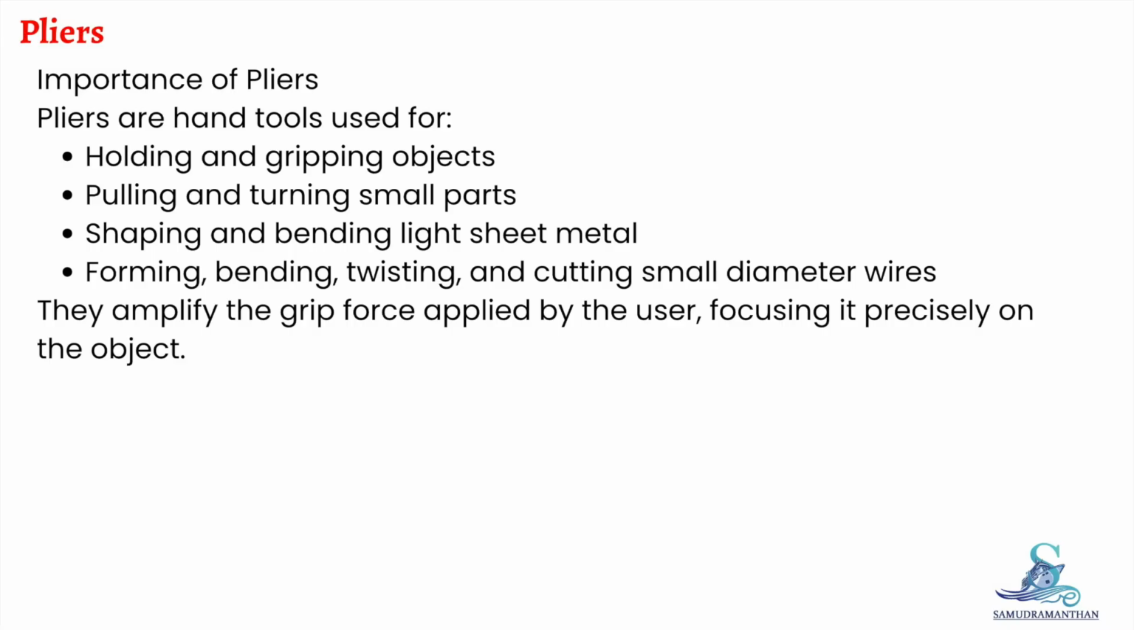Next, let us talk about pliers. Pliers are hand tools used for holding, gripping, pulling, and turning small parts and components. They are also used for shaping and bending light sheet metal and for forming, bending, twisting, and cutting small diameter wires. The force that we apply through the handle of the pliers is amplified and focused precisely on the object being held. This makes pliers extremely useful for tasks that require strong grip or precision.